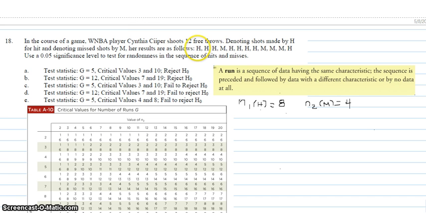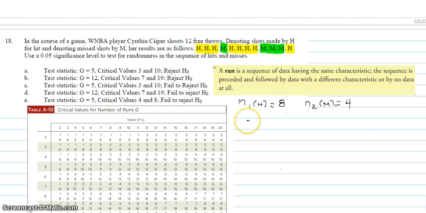We start out with H's. We have H, H, H. Oh, there's an M, so that's going to be a different run. We'll highlight the M in green. Then we have more H's: H, H, H, H. We have some more M's: M, M, M. Then we have another H. Okay, so we've highlighted all of our runs. So that gives us 1, 2, 3, 4, 5 runs.